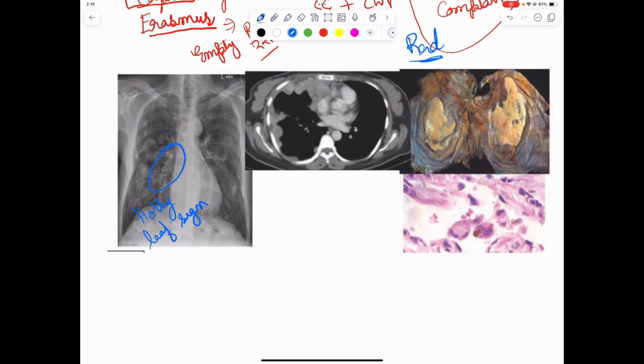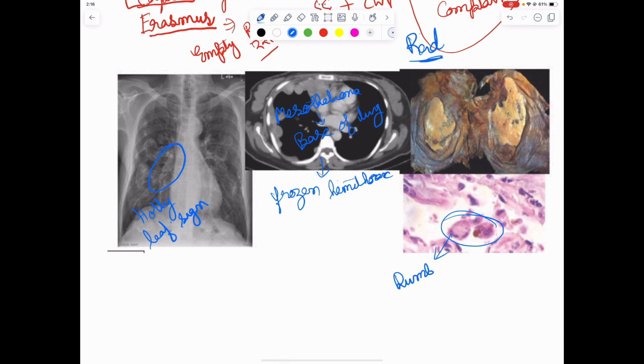Okay, now in mesothelioma, base of lung is involved, and therefore it is known as frozen hemithorax. And now remember that we get dumbbell like plaque here. In this you get dumbbell like plaque, which is seen in gross features of asbestosis, something like this.